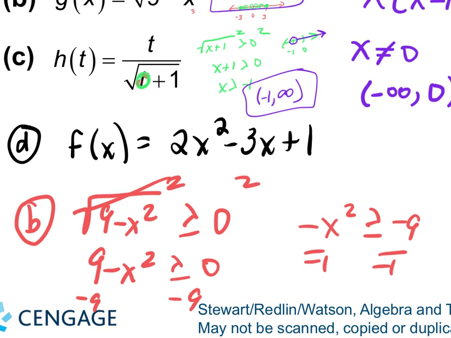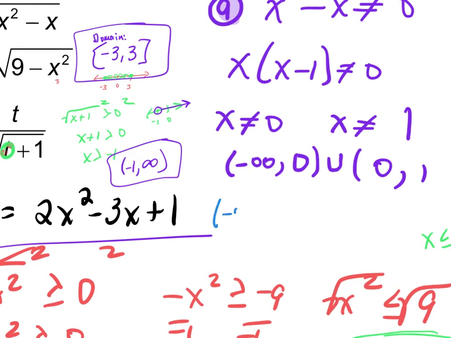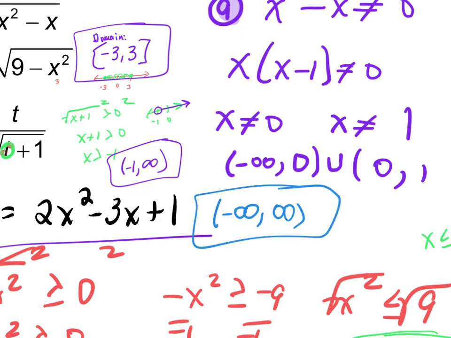Go through the rules. Is there a variable in the denominator? No. Is there a square root? Is there a variable with a square root underneath? No. Is there a variable underneath a square root in a denominator? No. Look at that. So if I don't break any of the rules, then my domain is -infinity to positive infinity. I can use every number in the entire world.